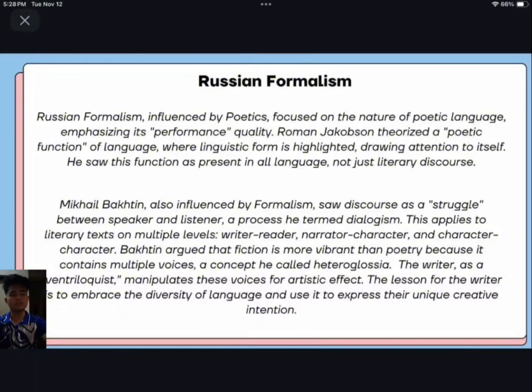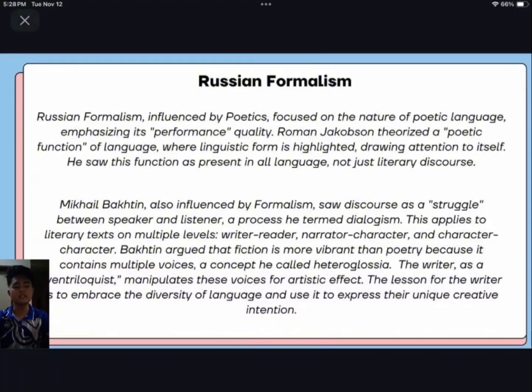So moving on to Russian formalism. On the first paragraph, they introduce Russian formalism, which focuses on the performance or quality of the poetic language. Roman Jakobson's poetic function highlights the significance of linguistic form drawing attention to itself. This function is present in all language, not just in literature.